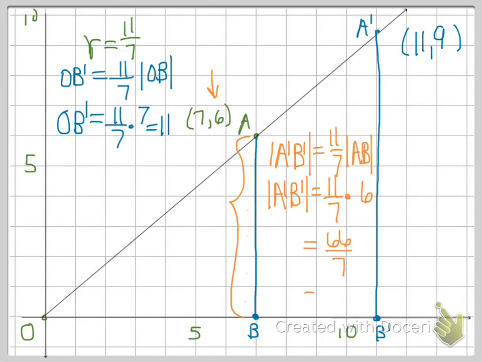So this length is 66/7, which if we do the division on that, we get 9.4. We can round it off to tenths there. It's 9.42. And that looks reasonable on our graph as well. It's a little less than 9.5. So the coordinates of our point A prime, which is what we were trying to find, are 11, 9.4.